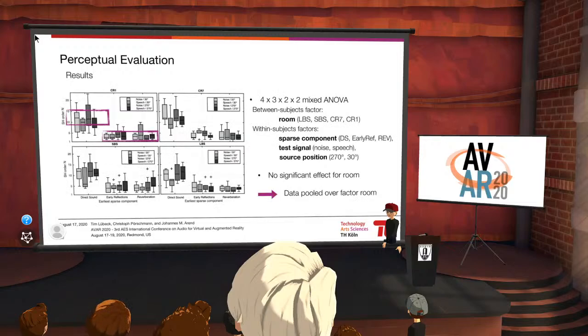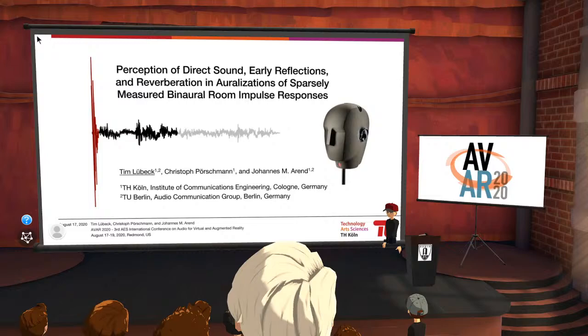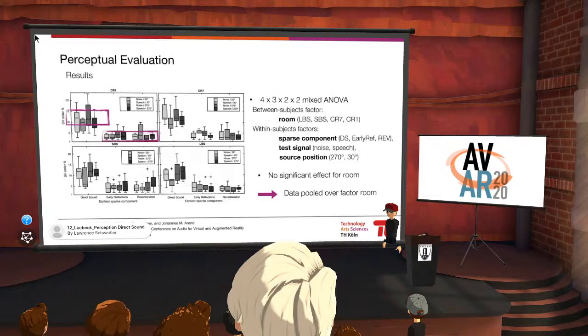And here I present a first overview of the results for each room separately. On first view we can already see that, of course, for the direct sound we need higher orders than for the later parts of the BRIR. Then we performed a mixed ANOVA with a between-subject factor room and within-subject factors sparse component, test signal and sound source position. Here we found that the room was not a significant effect, and so for the following we pooled the data over all rooms.